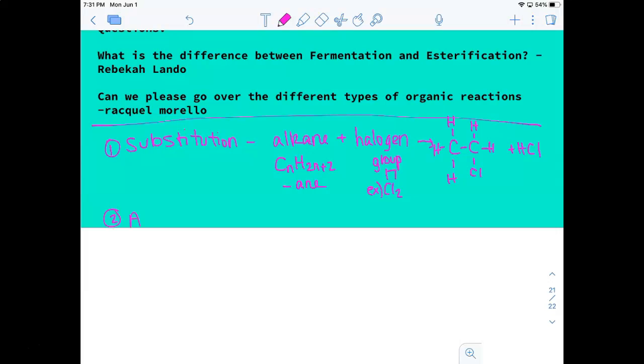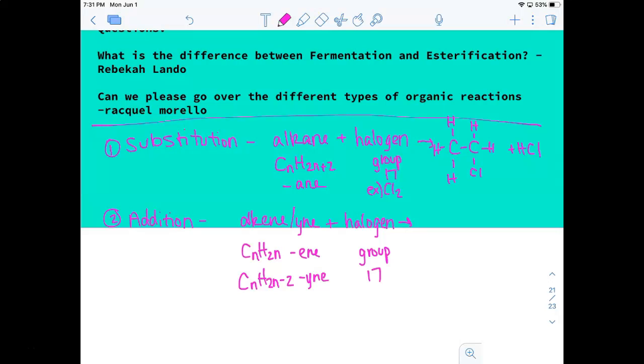Addition is similar to substitution because it has halogens in it. This time you're starting with an alkene or an alkyne plus a halogen. So since alkenes and alkynes are unsaturated, you don't have to kick anything off to add something to it. You can just add it. So if it's an alkene, the number of H's will be double. If it's an alkyne, it's 2. Or if they give you the names, enes end in ene and ynes end in yne. So that's how you would know. Okay, and again, halogens are group 17.